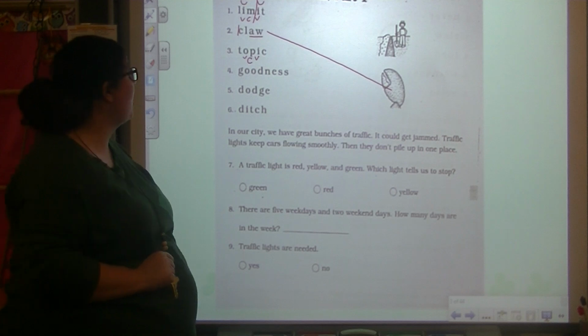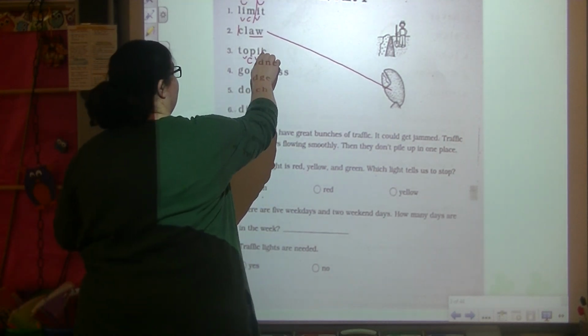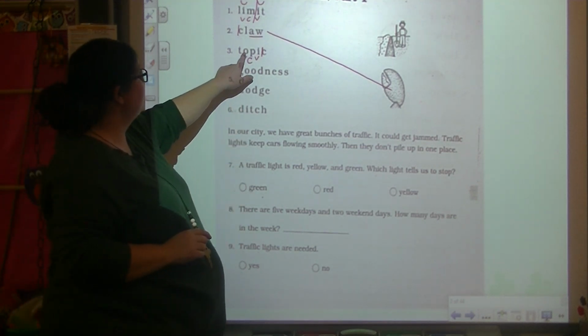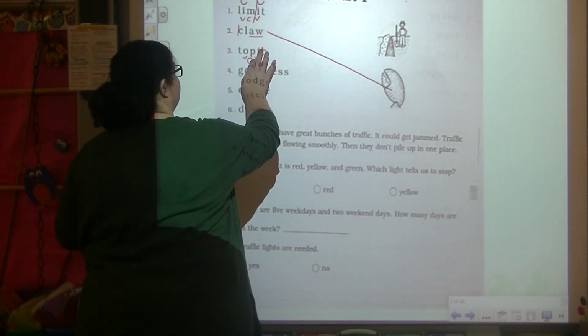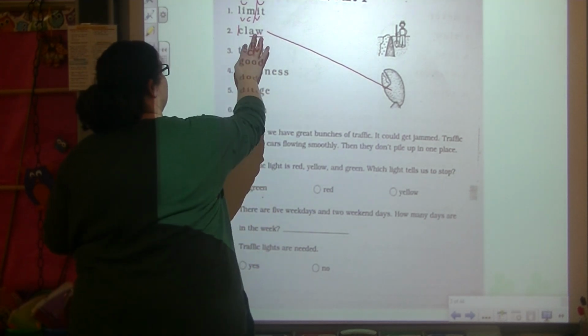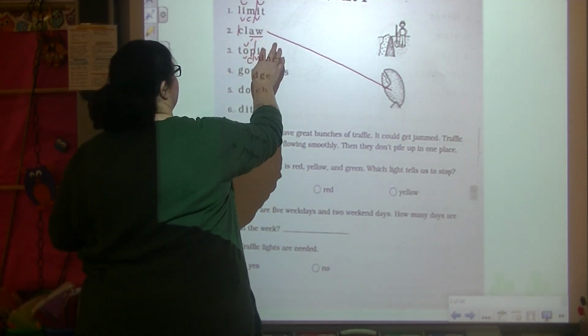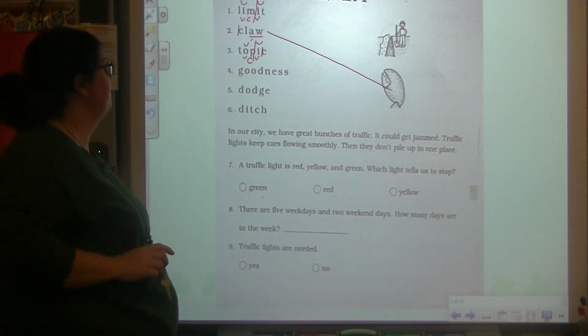Topic, like main topic. Now we need a K back here. Now where are we going to divide at? To keep that vowel short, we divide after the consonant. Just like in our lesson today. And then vowel followed by consonant is short on this side.